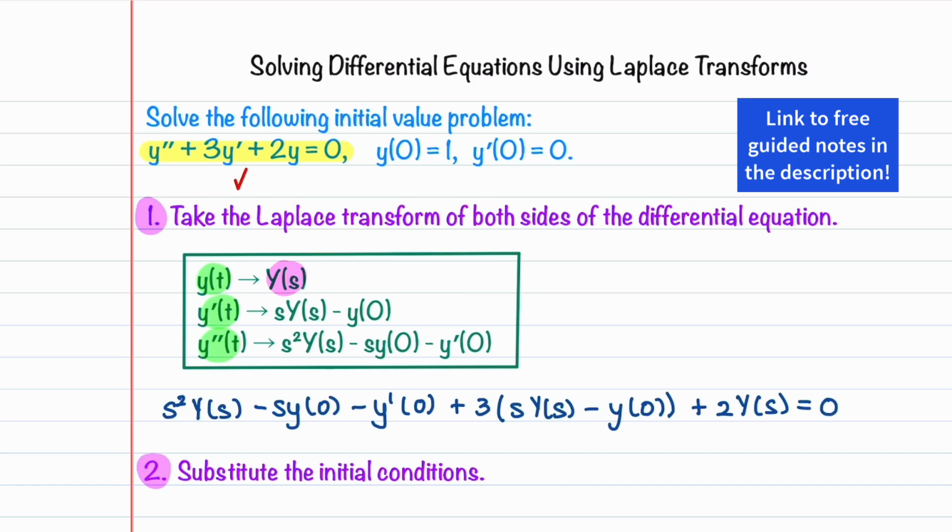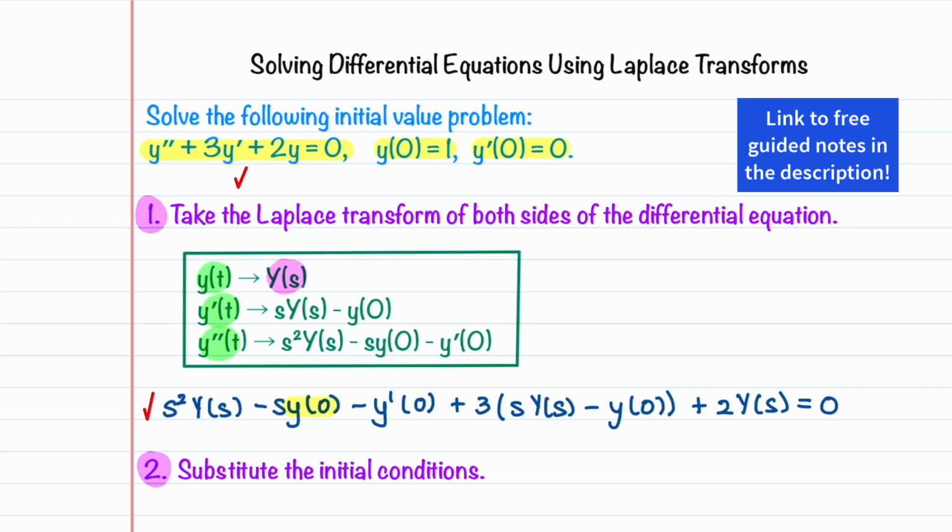In step 2, we substitute the initial conditions. These are these conditions up here. Y of 0 is equal to 1 and y prime of 0 is equal to 0, into this algebraic equation. I'll highlight the initial conditions so that we know what we're going to be substituting in.